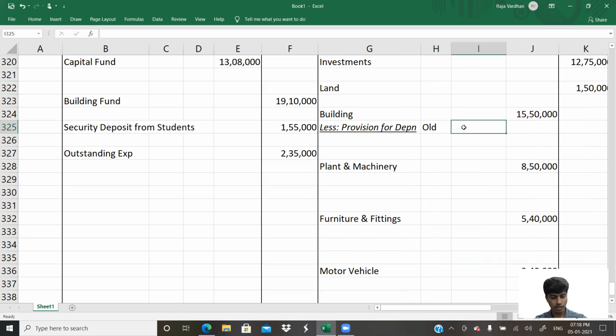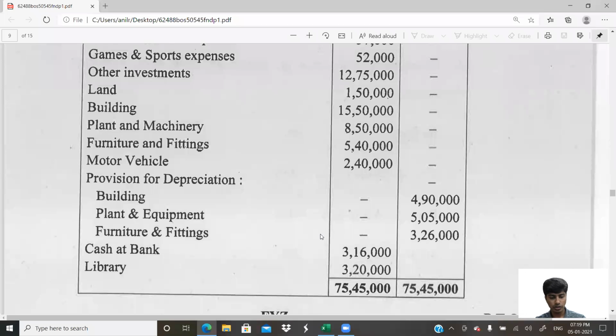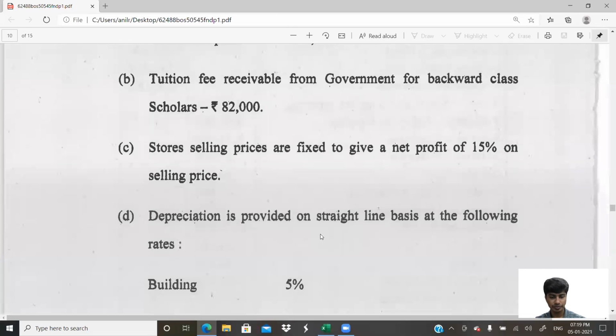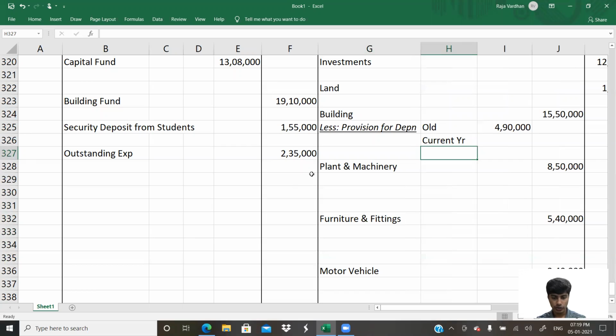How much is the old or the existing provision? With regard to building, it is 4,90,000. 4,90,000 is the existing provision. Okay, this is current year, new provision. Current year, how much provision are you creating? Current year, you are creating provision to the extent of the depreciation percentage given later. How much is it? 5%, 10%, 10%, 20%. So that I would have to deduct. You get what I'm trying to tell? So this is what you would have to do for every item.